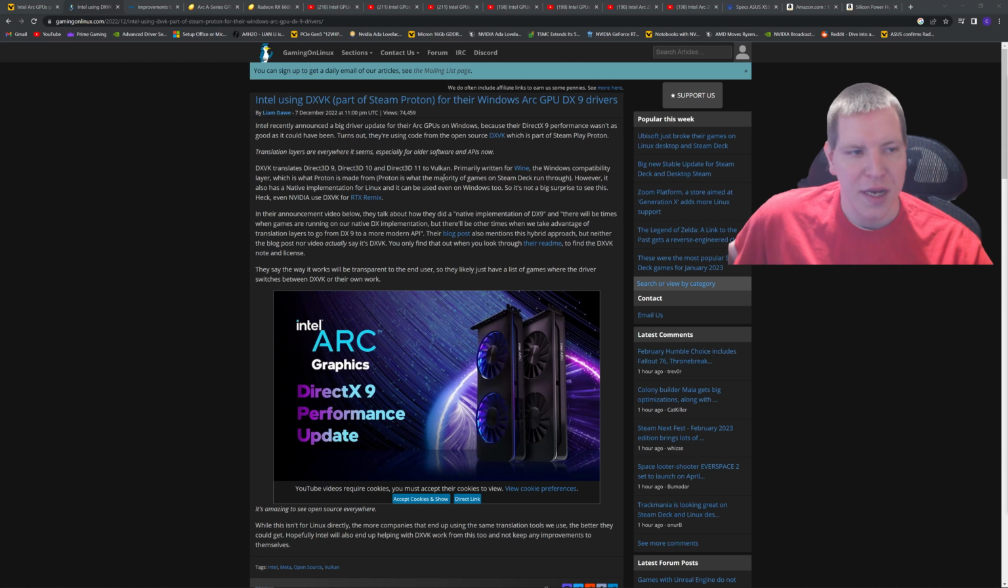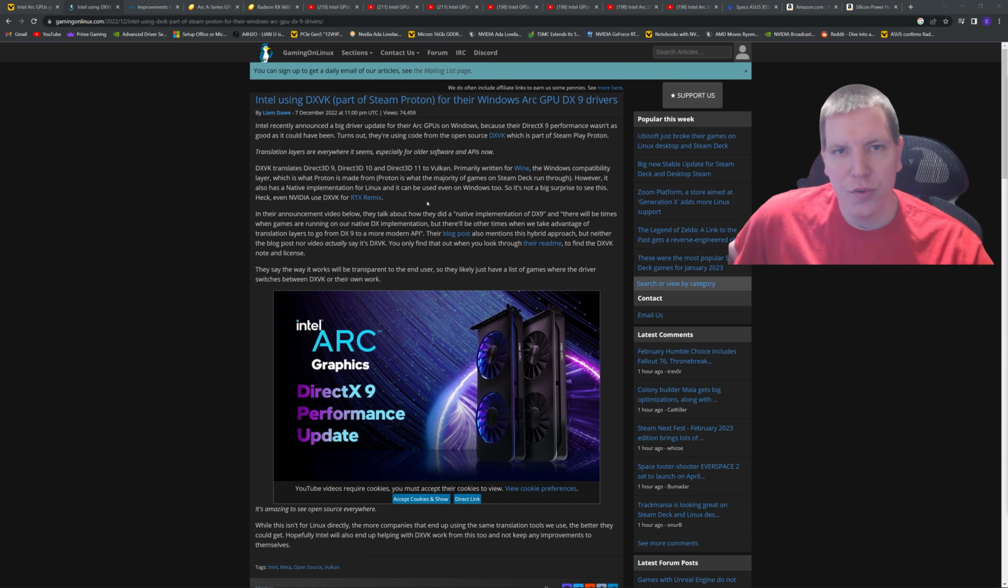But anyway, DXVK is primarily written for Wine, the Windows compatibility layer, which is what Proton is made from. Proton is what the majority of games on Steam Deck run through. However, it also has a native implementation for Linux, and it can be used even on Windows too. So it's not a big surprise to see this. Heck, even NVIDIA used DXVK for RTX Remix.